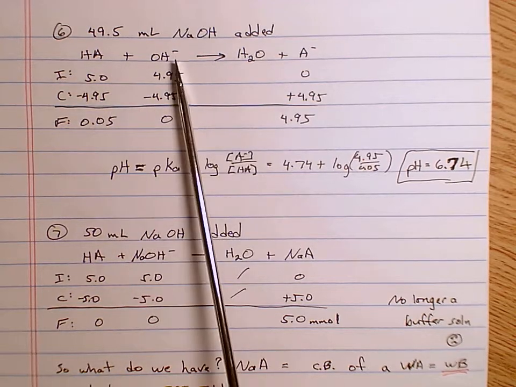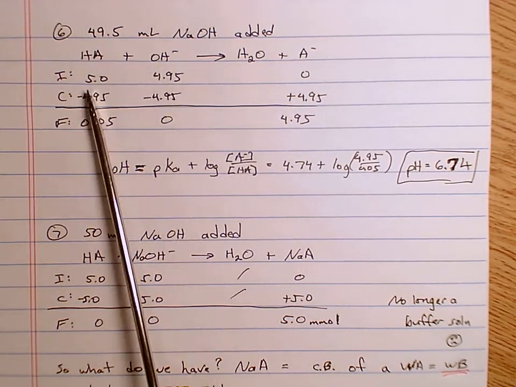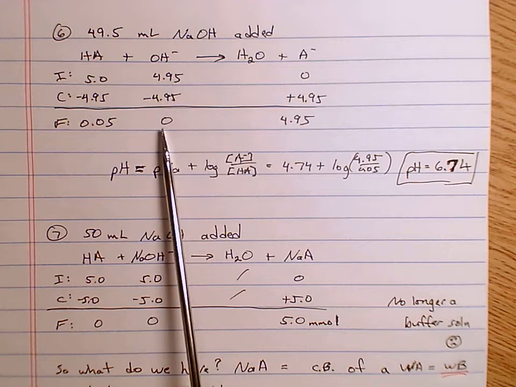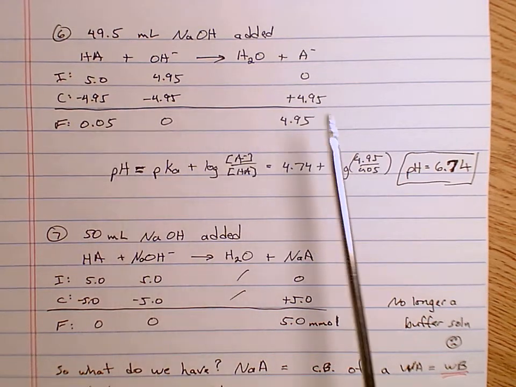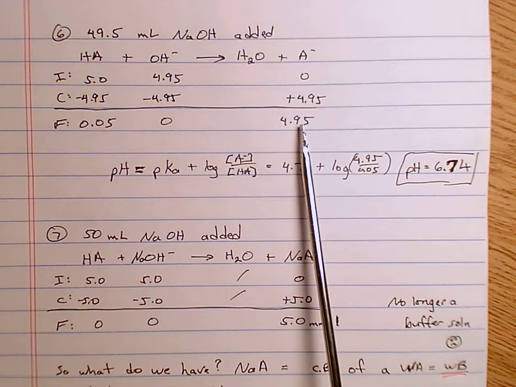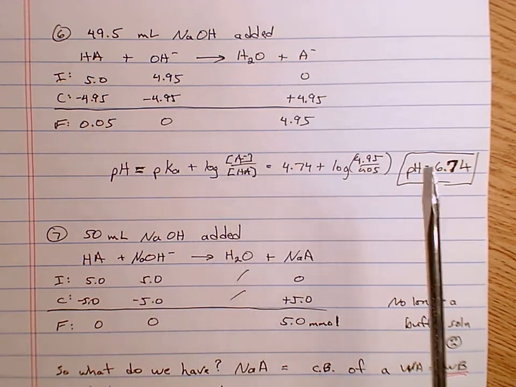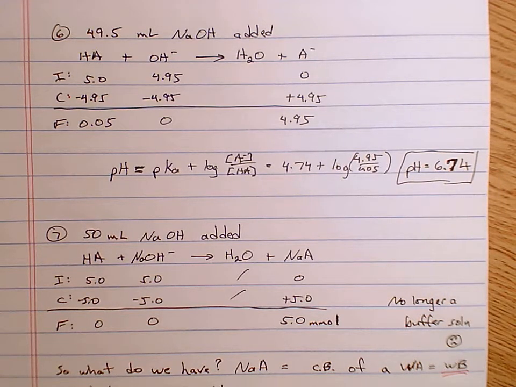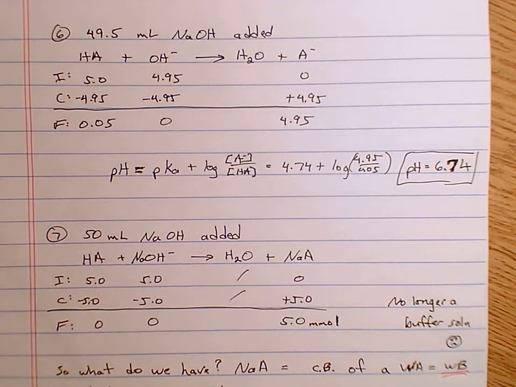All right, so let's add 49.5 milliliters of NaOH added. Whew, HA plus OH minus, the whole works again. Note 4.95 millimoles of OH minus. We always start with our 5 millimoles of HA. And OH minus is still the limiting reagent here, so all of it's gone. We've got 0.05 millimoles of HA left over. We've got 4.95 millimoles of A minus. We still have a buffer solution. Henderson-Hasselbalch, pH is 6.74. I'm not going to do 49.9. Let's just jump to 50.